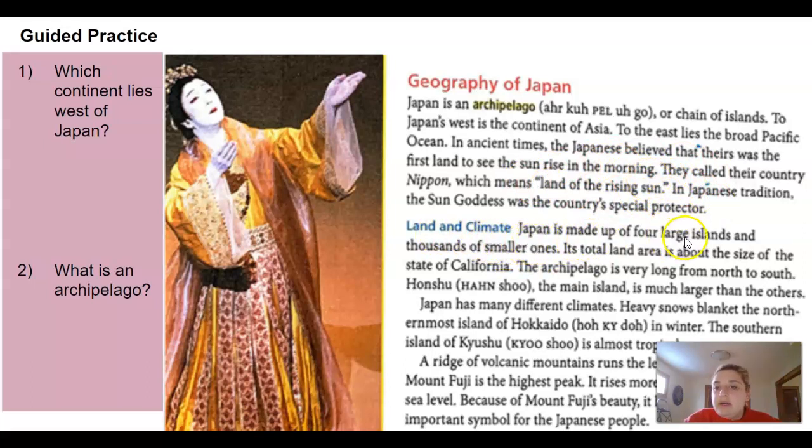Land and climate. Japan is made up of 4 large islands and thousands of smaller ones. Its total land area is about the size of the state of California. The archipelago is very long from north to south. Honshu, the main island, is much larger than the others. Japan has many different climates. Heavy snows blanket the northernmost island of Hokkaido in the winter, and the southern island of Kyushu is almost tropical. A ridge of volcanic mountains runs the length of the island chain. Mount Fuji is the highest peak. It rises more than 12,000 feet above sea level. Because of Mount Fuji's beauty, it has always been an important symbol for the Japanese people.